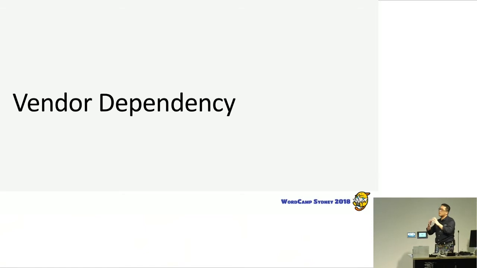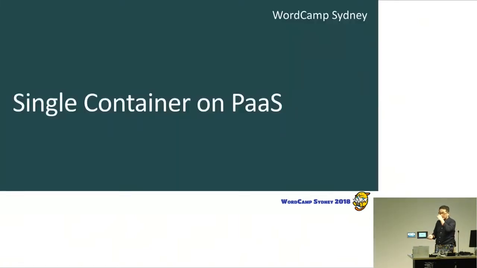So if we want to migrate our WordPress application to a different cloud service provider like AWS, or if we want to migrate this application to our on-prem web server, we probably need a slight modification, right? Because of that vendor dependency. So in order to overcome that vendor dependency, we might need to change some packaging, right?